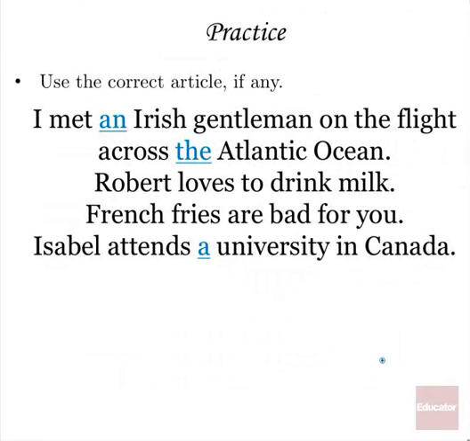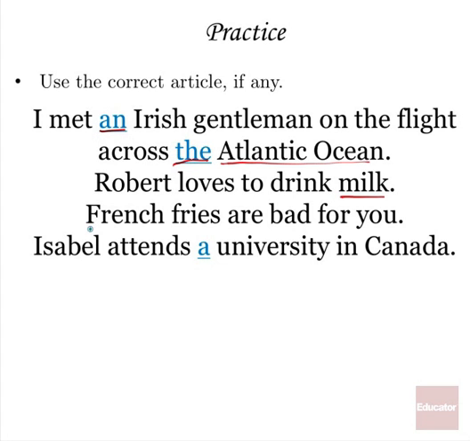And here we are. I met an Irish gentleman, presumably there's more than one gentleman in Ireland, on the flight across the Atlantic Ocean. It's the name of an ocean, the Atlantic Ocean, so it takes the definite article, the. Robert loves to drink milk. Well, milk is a non-count noun, so it doesn't have to have a definite article. And if he loves to drink it, we're probably talking about a habit, so we're probably not talking about any specific carton of milk. We're just saying milk is a substance, so no article.